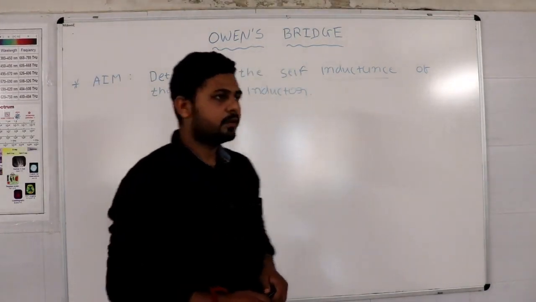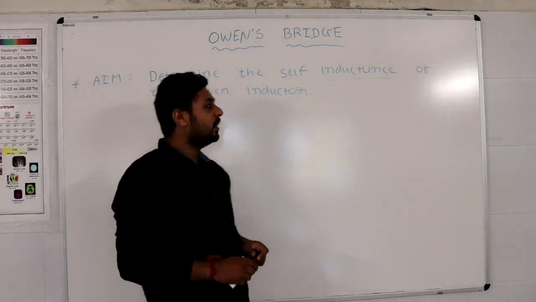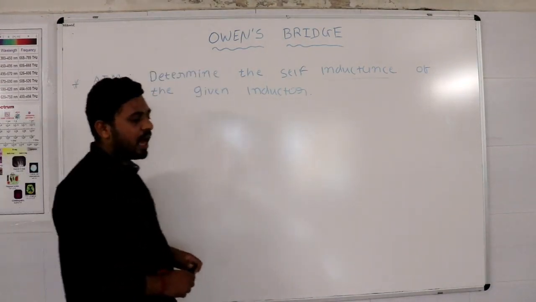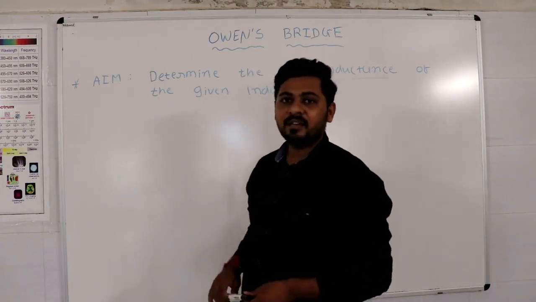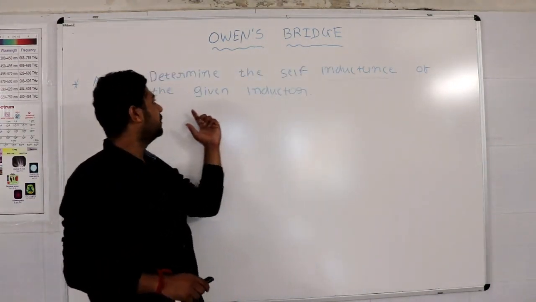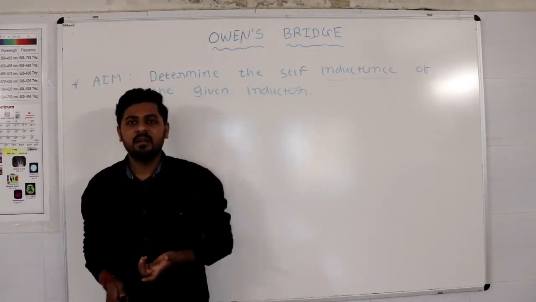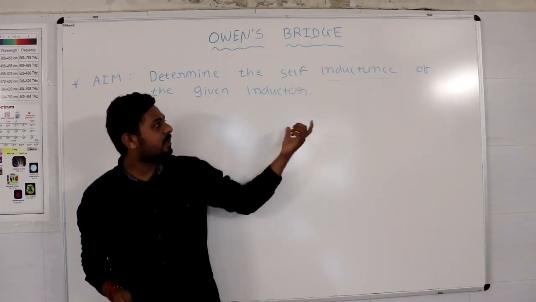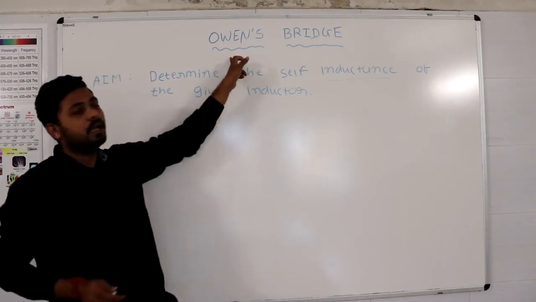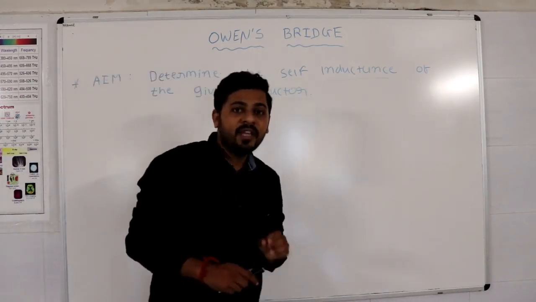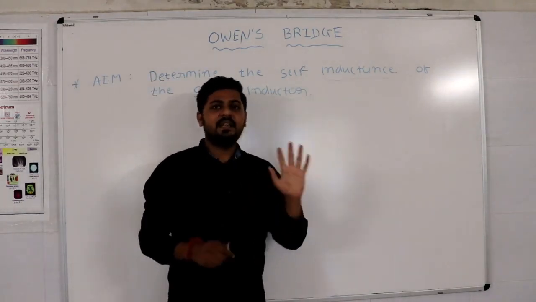Hello guys, today I am going to perform Owen's bridge experiment. In this experiment, I want to determine the self-inductance of an unknown inductor. So here an unknown inductor is given. I don't know what the inductance of this inductor is. So with the help of Owen's bridge, we can determine the inductance of this inductor.